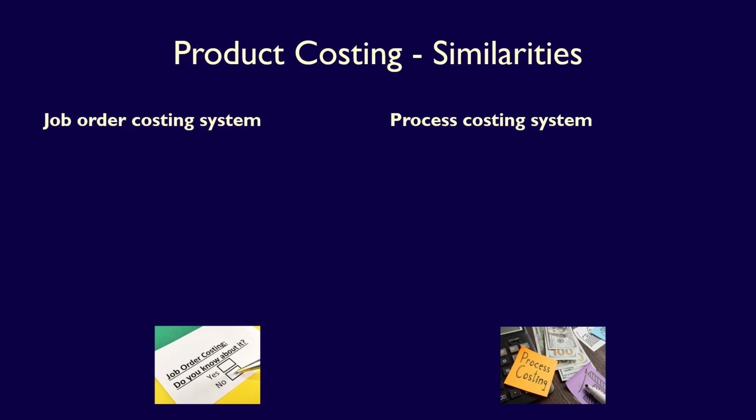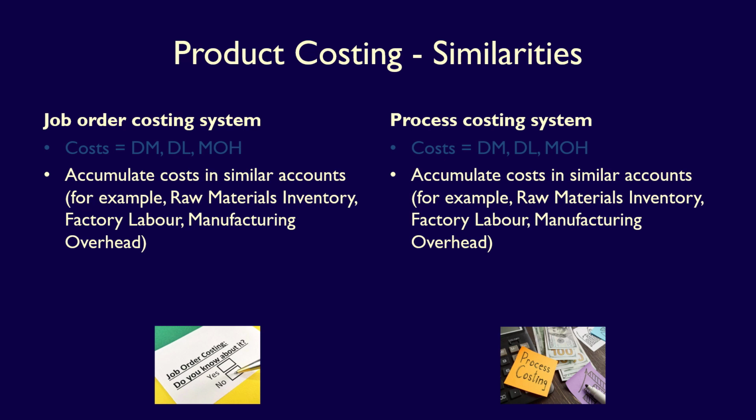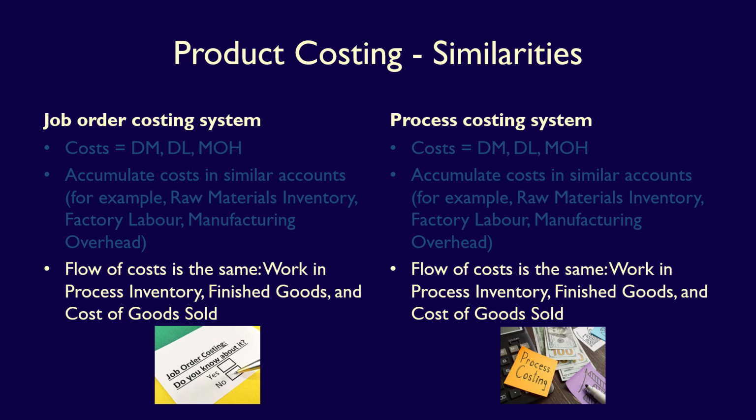Note that there are similarities between the two costing systems. In a manufacturing environment, the costs include direct materials, direct labor, and manufacturing overhead for both systems. In both costing systems, raw materials are debited to raw materials inventory. Factory labor is debited to factory labor, and actual manufacturing overhead costs incurred are debited to manufacturing overhead. There is the same flow of costs using the same accounts in both costing systems: work in process inventory, finished goods inventory, and cost of goods sold. Note, however, that the methods of assigning costs are significantly different.